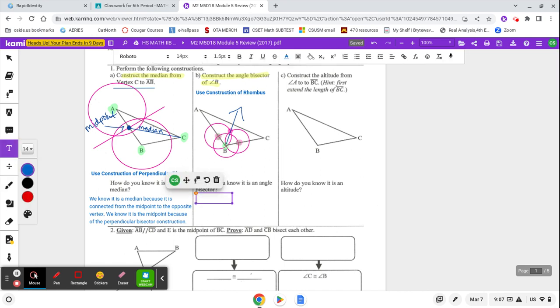How do you know that this is an angle bisector? We know this is an angle bisector because the diagonal of a rhombus bisects the angle. That's a property of a rhombus. And so since we did the construction of the rhombus, we can say that.